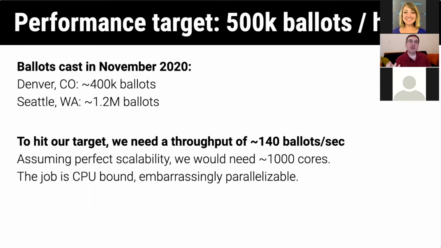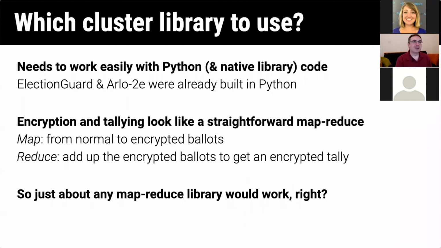You do the math, that means I need to run at about 140 ballots per second. And assuming I had perfect scalability, and we know you never ever do, I would need about 1,000 cores to do it. This is totally CPU bound. I'm not going to run into network issues, I hope. And it should theoretically parallelize very well. What could possibly go wrong? Well, I'm going to need a cluster library.